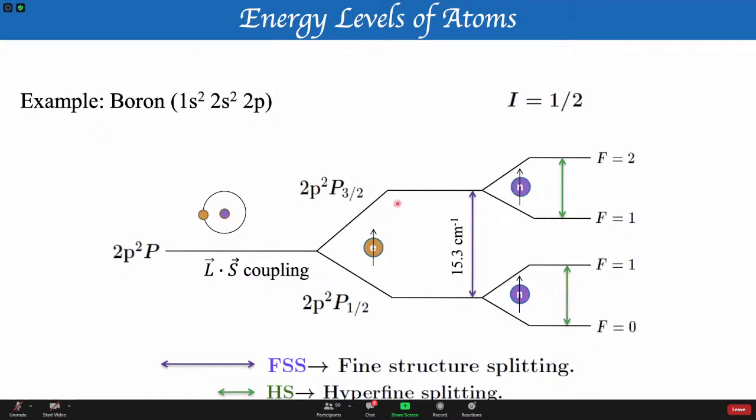Further, the electron momentum can interact with the momentum of the nucleus. If the nuclear spin is, let's say, half, then that can combine with the total angular momentum of the electron and give you the quantum number known as the hyperfine quantum number. And what you see is that there is a hyperfine splitting in the energy levels. So 1/2 plus 3/2 gives 2, and 3/2 minus 1/2 gives 1. Similarly, from the 1/2 state, we get 1/2 plus 1/2 equal to 1, and 1/2 minus 1/2 is 0. So we get defined values of the hyperfine quantum number, and we see the splitting.